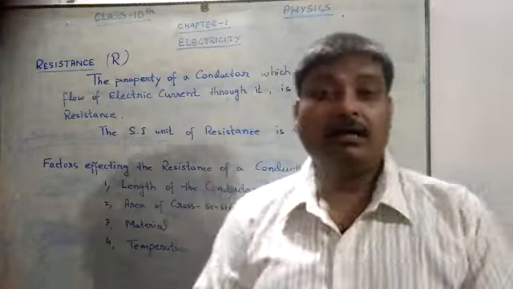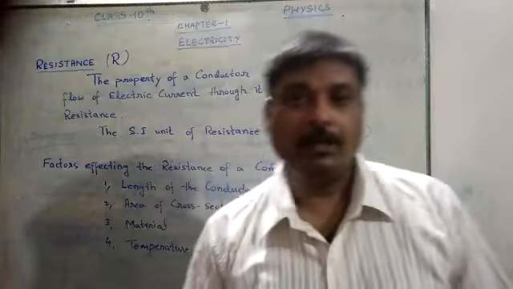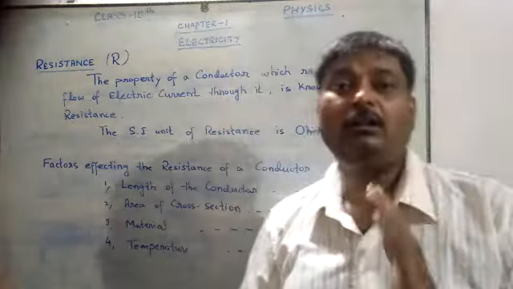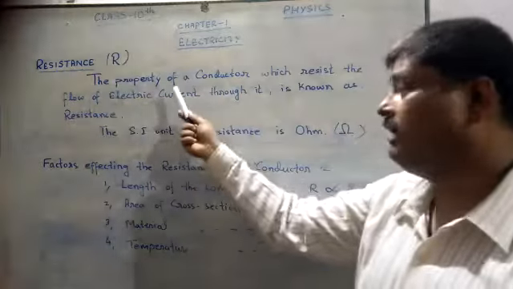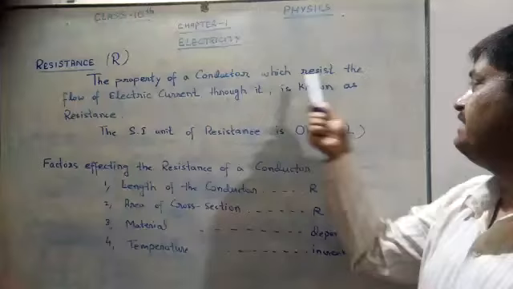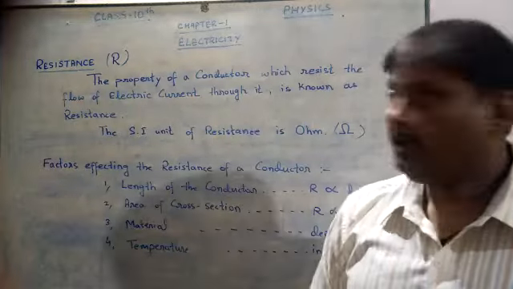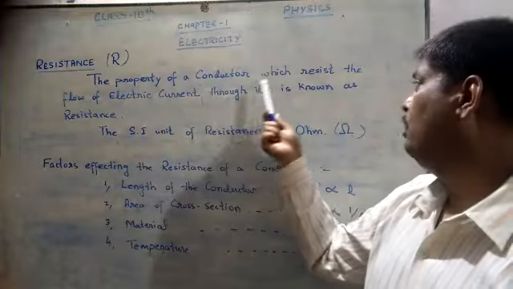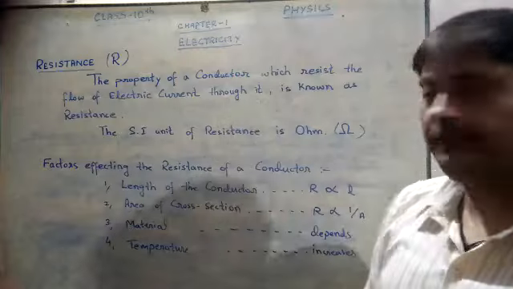Today, we will learn regarding resistance. Okay. Let us start. First of all, what do you mean by resistance? Resistance is the property of a conductor which resists the flow of electric current through it. I again repeat it, the property of a conductor which resists the flow of electric current through it.